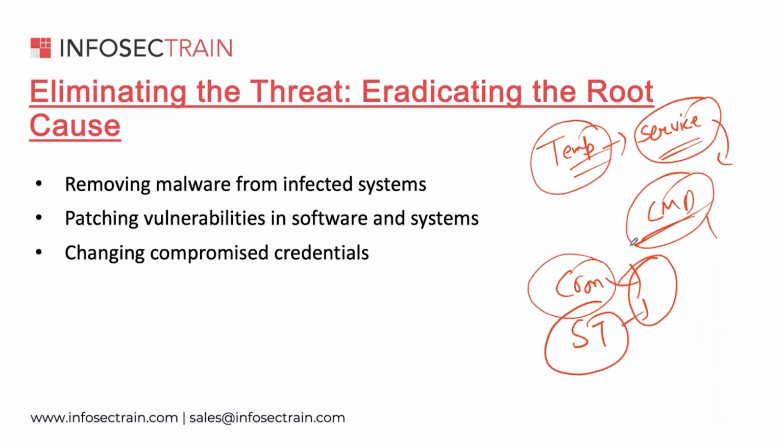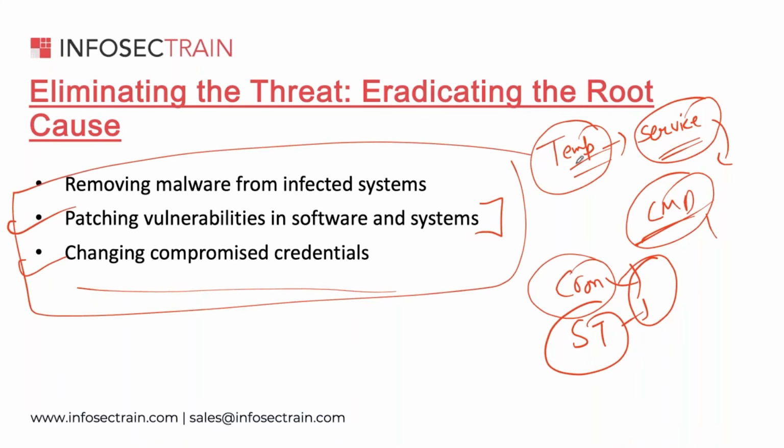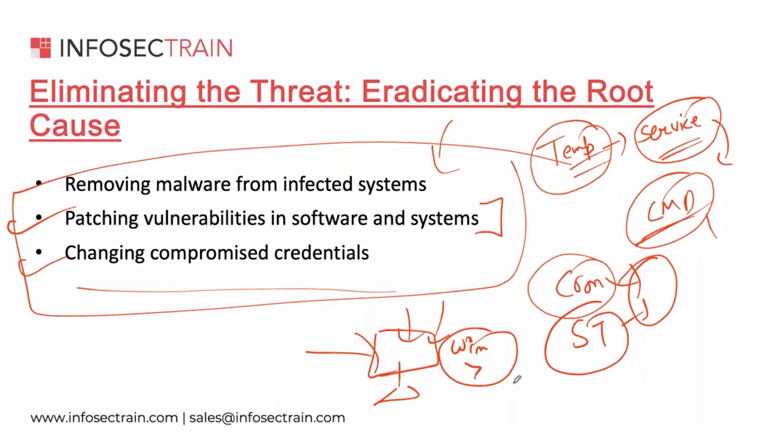So when we talk about this phase, it might involve removing the malware from the infected system, patching the vulnerabilities in the software and system, and third, changing the compromised credentials. Now, if we talk about these scenarios, we have to be a bit smart here. Why? Let's say you have a system still running Windows 7 or Windows XP right now, maybe due to some compatibility issue you are not upgrading it, but due to this it keeps getting compromised. So the legacy system is going to be a challenge for you.